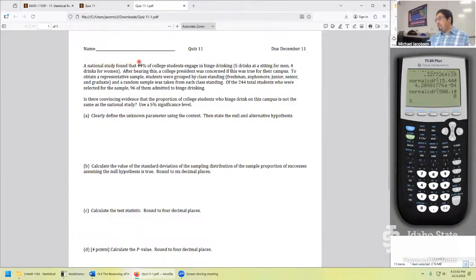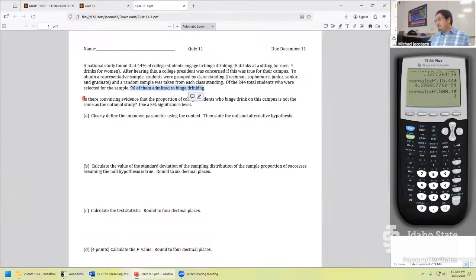It says a national study found 44% of college students engage in binge drinking. That sounds like a similar scenario; I think we've looked at this before, probably for confidence intervals. But when they say a national study, and then go on to say a college president was concerned if this is true for their campus, they have a representative sample grouped by class standing of 244 students. That's now telling us that 44% is a hypothesized value, a value going into the null hypothesis. 96 successes admitted to binge drinking.